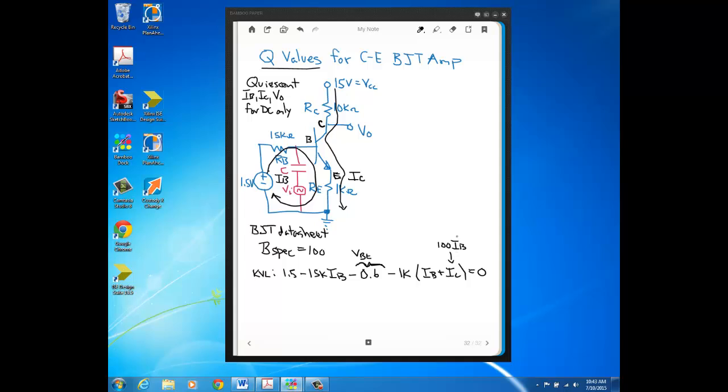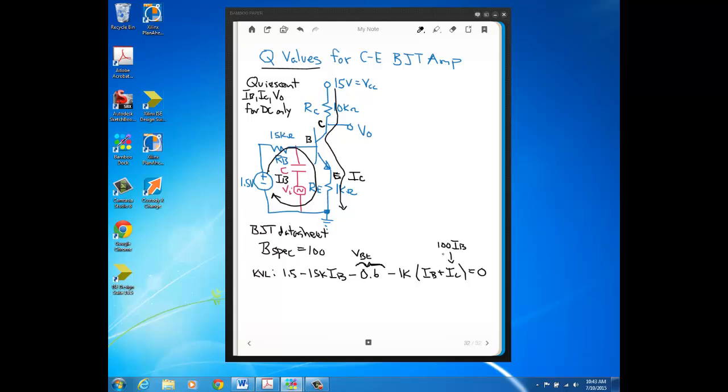And in this course, anytime you're told that we have an amplifier circuit like this, you can make the assumption that we're in the active region and that we can use this relationship between IC and IB. Those two quantities are related through the beta spec of the transistor.